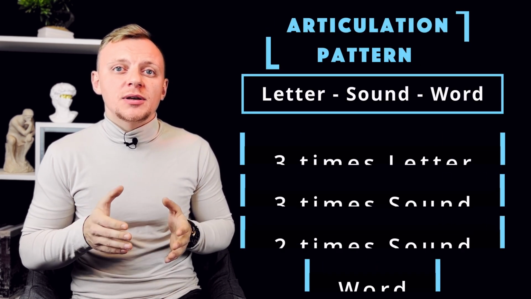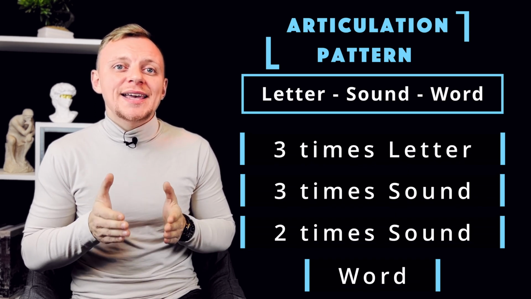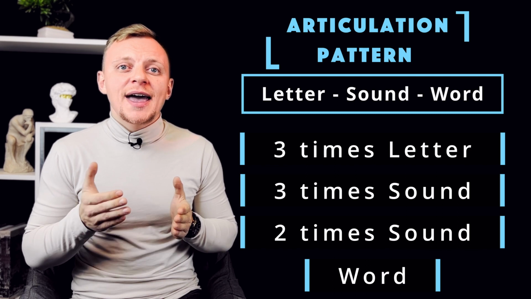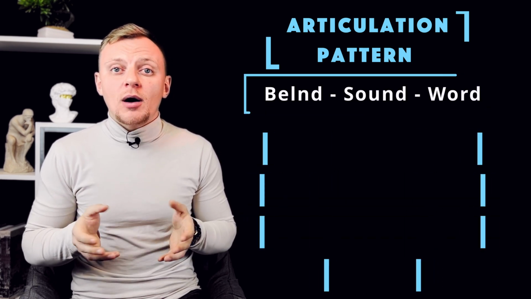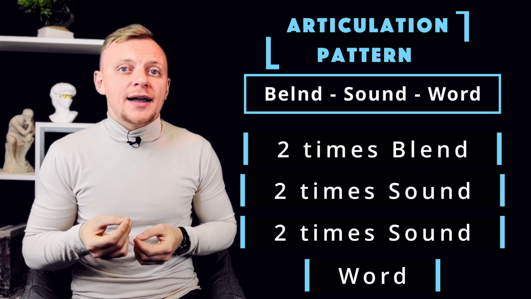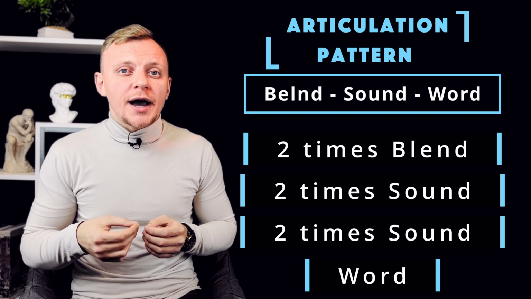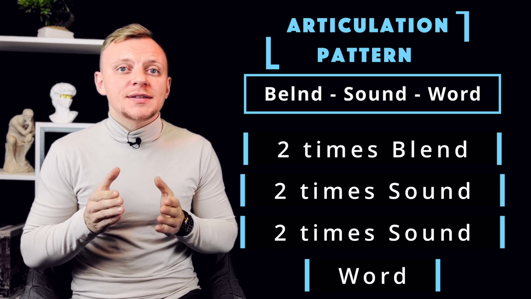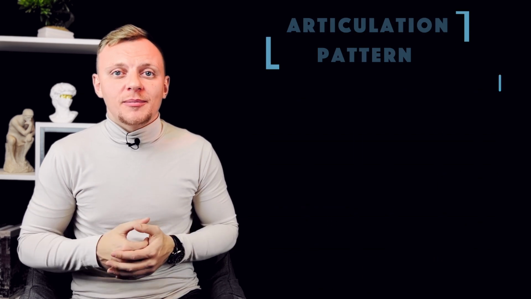Let's remember the pattern of letter-sound-word articulation. In the past video, I recommended sticking to the letter-sound pattern, saying the letter 3 times and the sound it represents 3 times. Today, however, we paid attention to some blends, and it's better to pronounce them like twice blend, twice sound, as it will be more convenient to rhyme them.